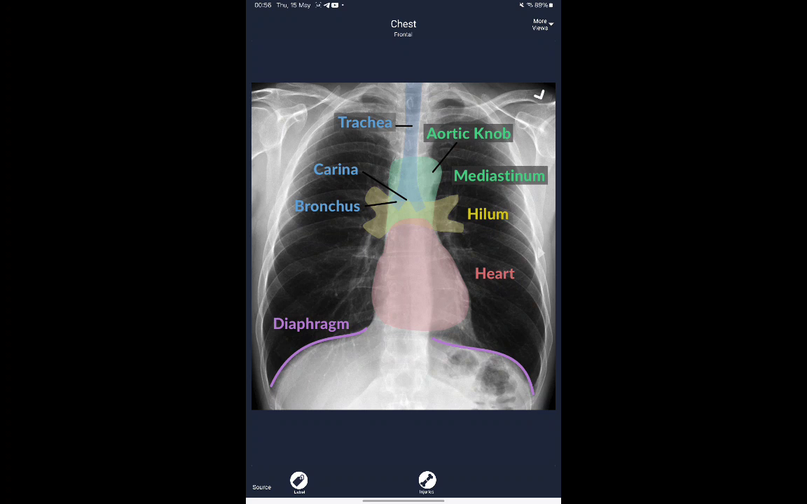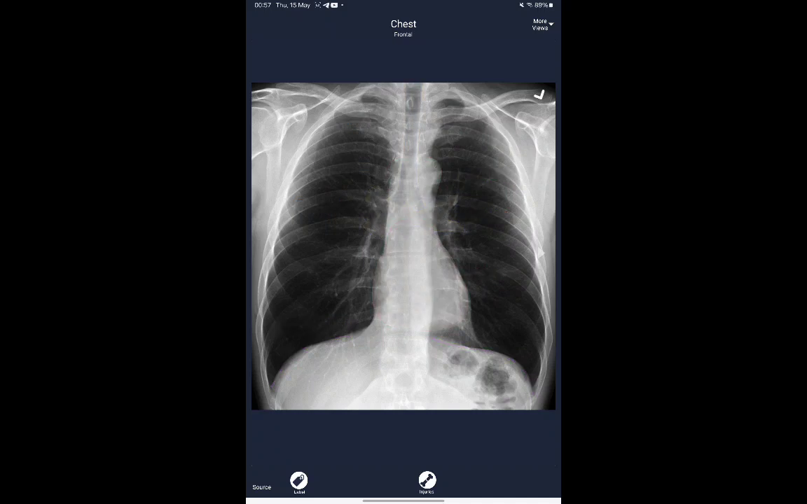and the hilum. The hilum, as we said before, is the area where the pulmonary vessels exit the mediastinum toward the lung, or from the lung back to the heart if they are pulmonary veins. The arteries go from the heart to the lungs. The veins come from the lungs to the heart. This is the mediastinum.